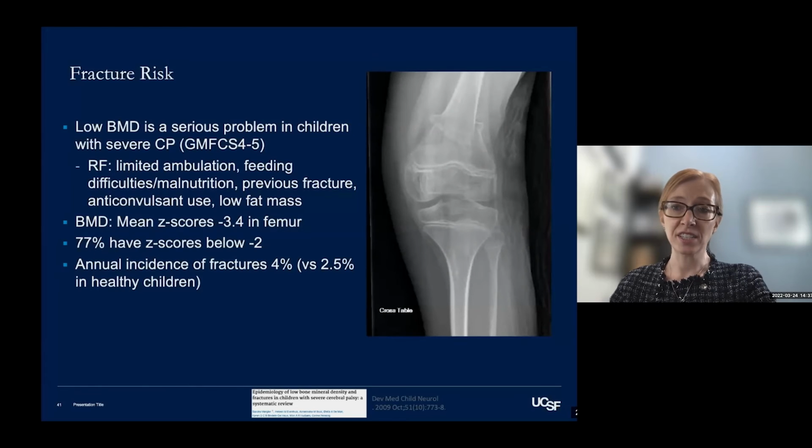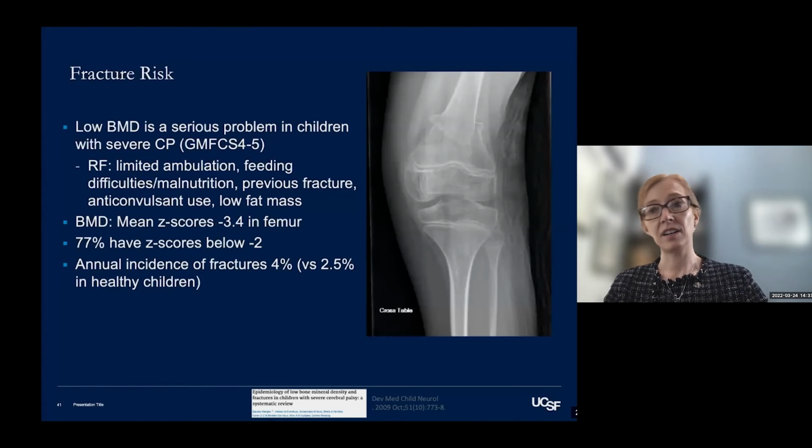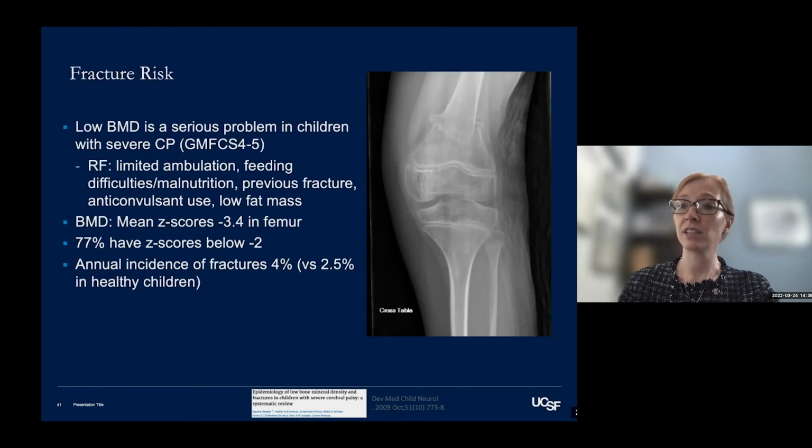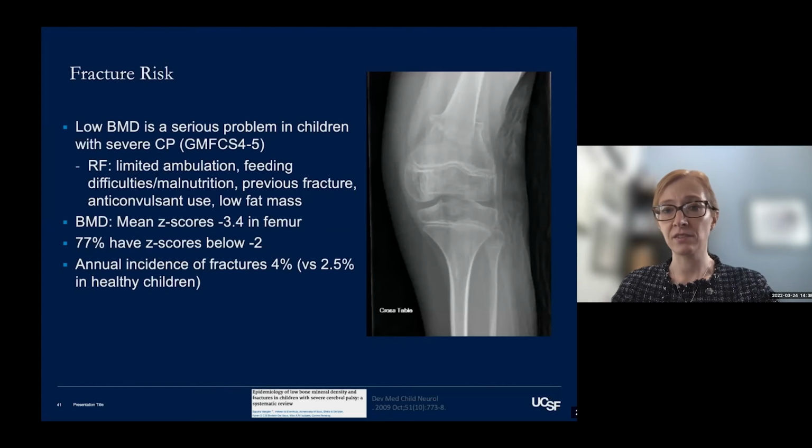So the other thing I'd like to just mention at the end of the talk is fracture risk in these patients. And this is a big deal that sometimes gets overlooked. These kids have severely high fracture risk. Low bone mineral density is a serious problem in children with severe CP, especially those kids who are GMFCS levels 4 or 5. Their risk factors here are limited ambulation, feeding difficulties, malnutrition, previous fractures, and especially the kids who use anticonvulsant medications and who have a low fat mass.